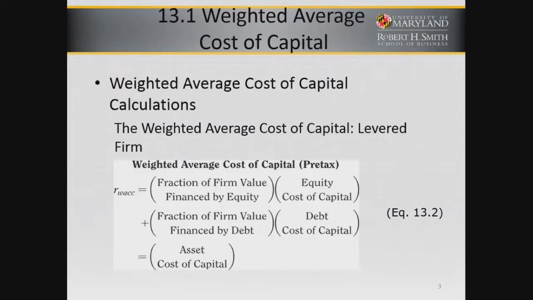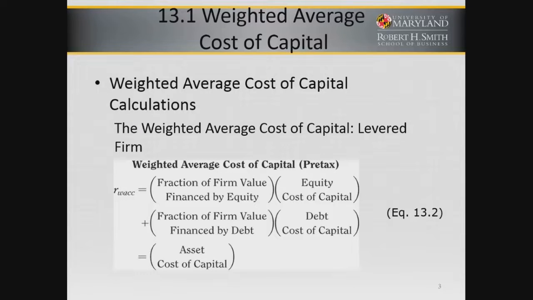Equation 13.2 tells us that the cost of capital for a levered firm is the fraction of the firm value financed by equity times the equity cost of capital, plus the fraction financed by debt multiplied by the debt cost of capital. Now, if there are taxes involved, which there probably are, then we'll want to use our after-tax cost of debt, but I'm getting ahead of myself.